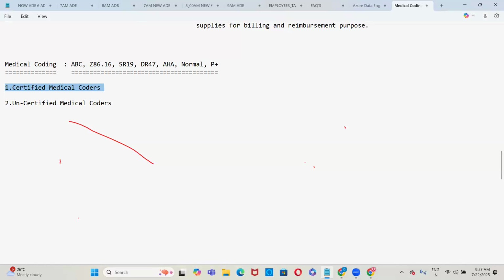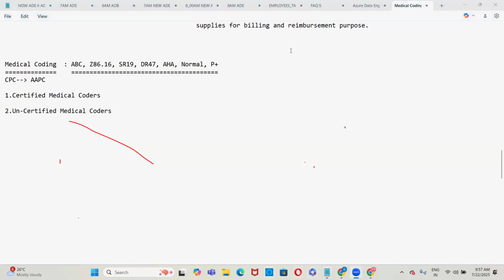That is the certification for the medical coder. A certified medical coder needs to write an examination to become certified. That examination is called CPC, and it is conducted by AAPC, the American Academy of Professional Coders.